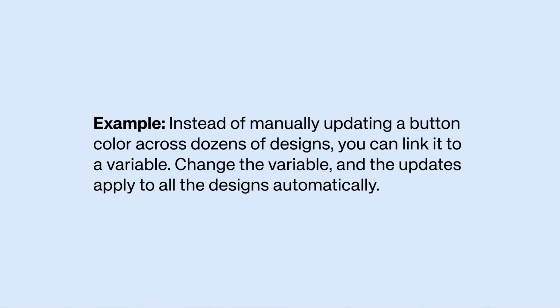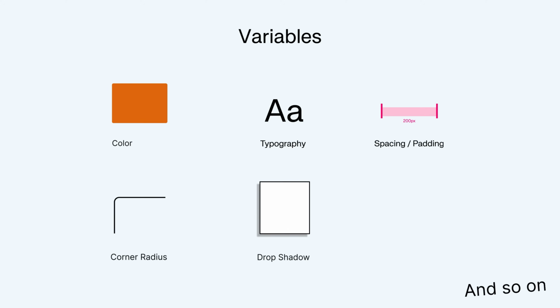And you might be wondering, isn't that what components do? Variables and components serve different purposes in design systems, but work best when used together. Variables store reusable design values like colors, typography, or spacing, and are applied to elements consistently. For instance, a variable named brand primary color might be used for key branding elements like the background of call to action buttons, links, or accents in headers, ensuring a cohesive look across the design.